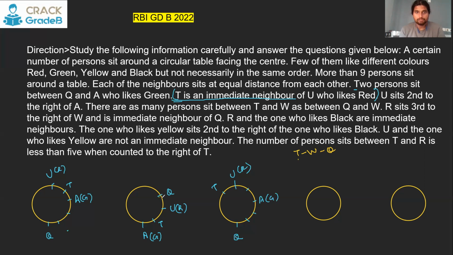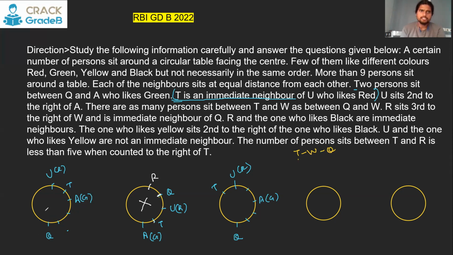So in this case, we can consider this case because R is immediate neighbor of Q. R is immediate neighbor of Q and only 1 place is remaining. So we can say this is R. And R sits third to right of W. So he is third to right of this person: first to right, second to right, third to right. This is not W. That means this case we can just overrule. We can say this is not a possible case.